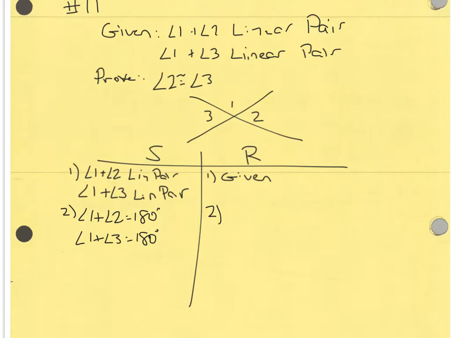You could talk about definition of a linear pair, but you got to be very specific. Linear pairs are supplementary. Talk about what we talked about, which is linear pairs, and describe them as supplementary.